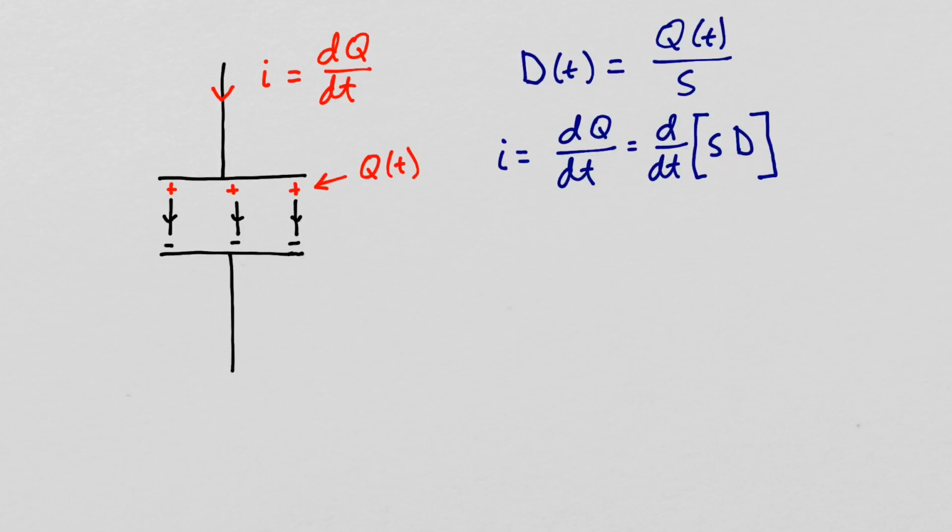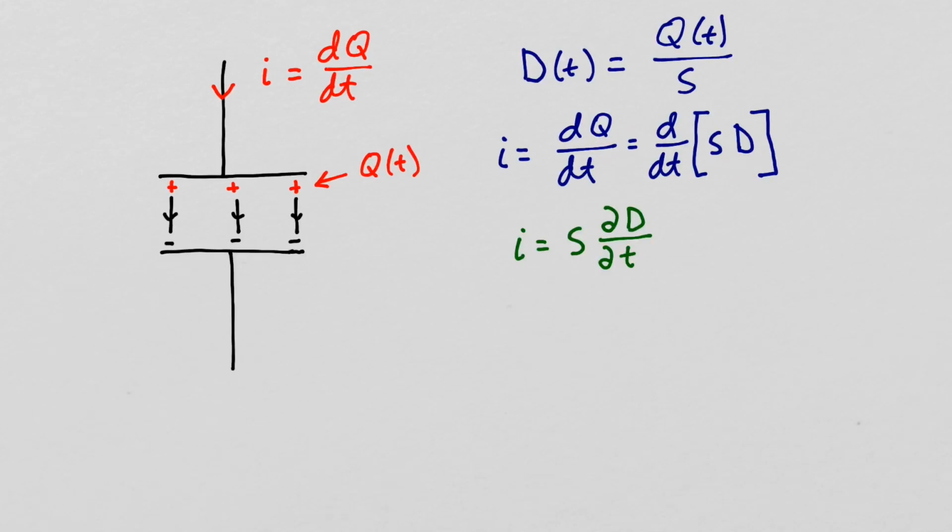Since the plate area is a constant, I can move it to the left of the differentiation, so the current flowing is equal to the plate area times the change in the electric flux density field with respect to time. An area times a current density gives us a current. So Maxwell called this partial of D with respect to time the displacement current density.